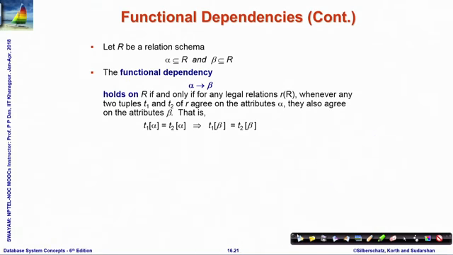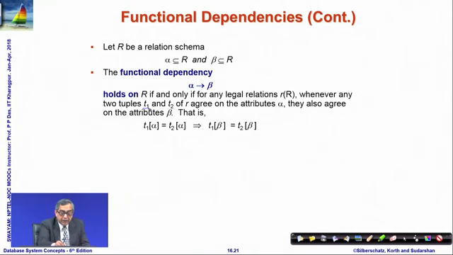Or in other words, if I have 2 tuples T1 and T2 and their values over the set of alpha attributes are same, then necessarily the values over the set of beta attributes must be same. And mind you, this is a design constraint. It is not just an incidental property, it is not just the fact that a particular instance of a schema satisfies this, but when you say this is a functional dependency, all possible past, present and future instances of the schema must satisfy this.